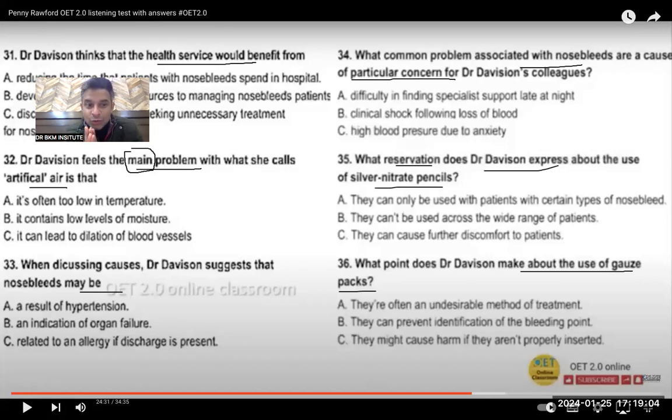Now A and C have two specific points. C option says high blood pressure is happening due to anxiety. If she has not related high blood pressure with the anxiety, then C option will be eliminated. Again, you have to read the option completely. High blood pressure due to anxiety. So if anxiety is not causing the high blood pressure, then it is eliminated. And if she is not talking about finding specialist support late at night, then this is eliminated.